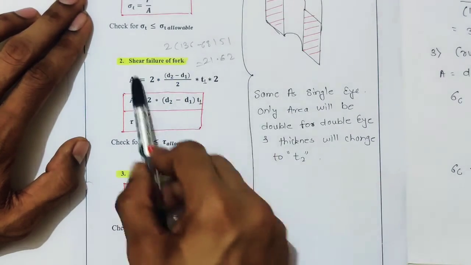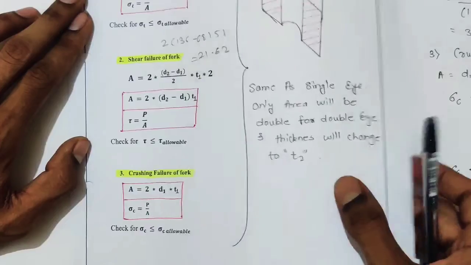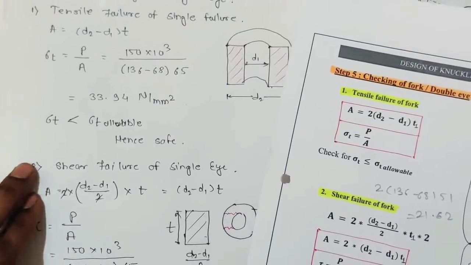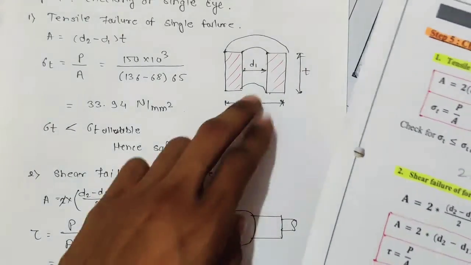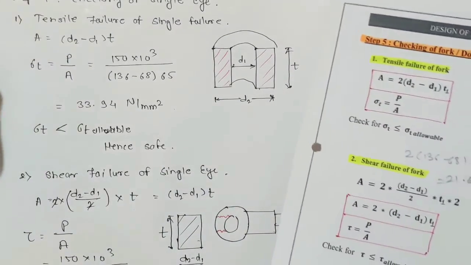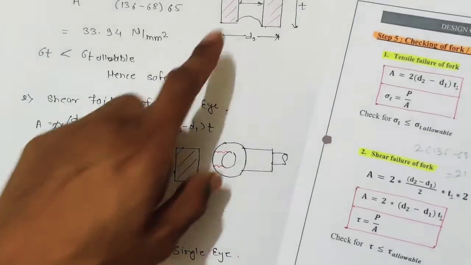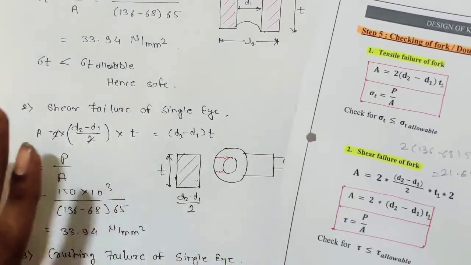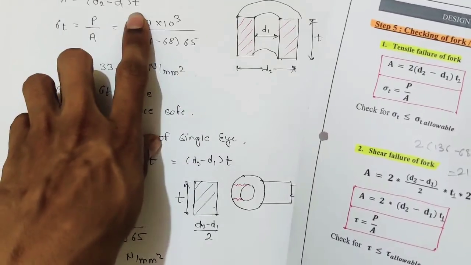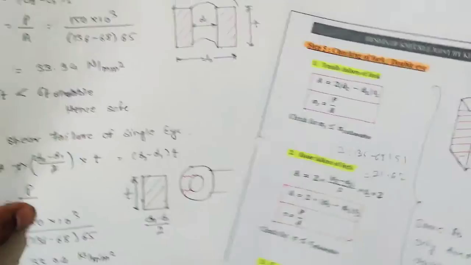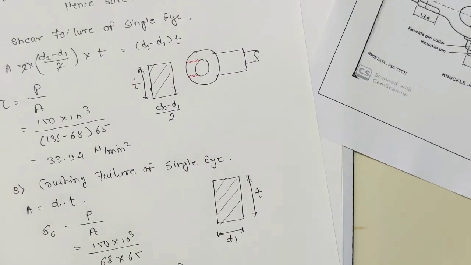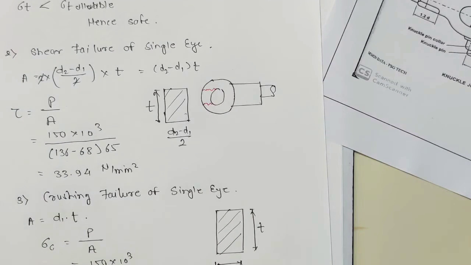What you have to do, you don't have to write all this. Just directly use the single eye equation, and multiply it with 2 and T1. Don't draw the diagram, directly solve it. It is all right, because everyone knows that single eye design and double eye design are the same, only we are changing T to T1 and multiplying with 2. So we'll find the values.